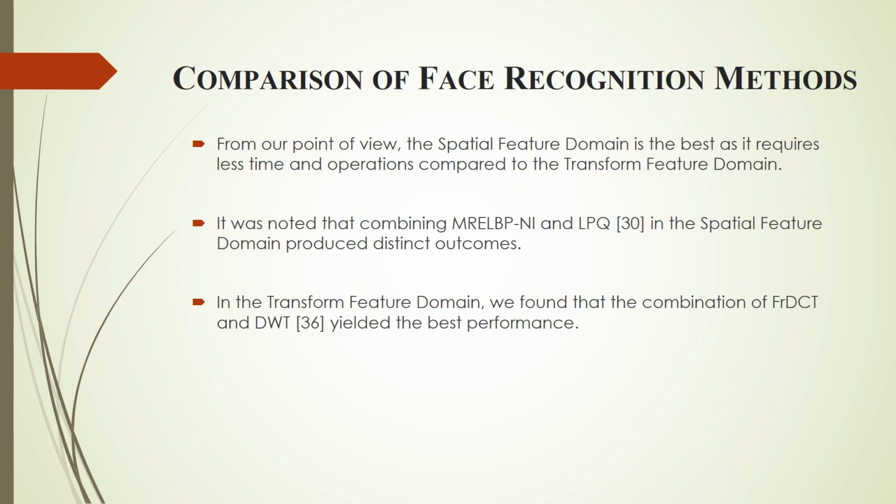From our point of view, the spatial feature domain is the best as it requires less time and operations compared to the transform feature domain. It was noted that combining MR, ELBP, NI, and LBP in the spatial feature domain predicts distinct outcomes. In the transform feature domain, we found that the combination of discrete cosine transform and discrete wavelet transform yielded the best performance.